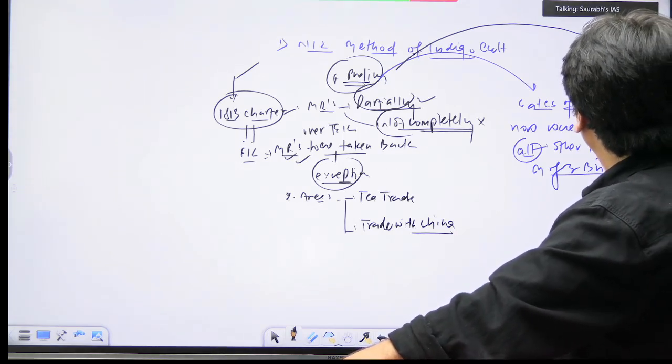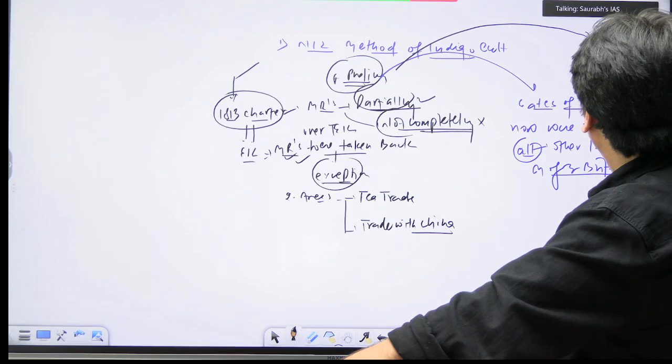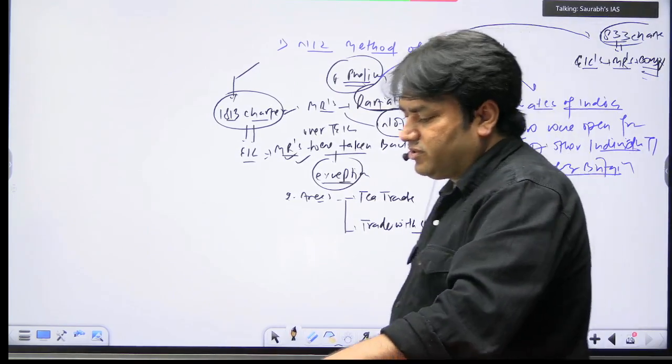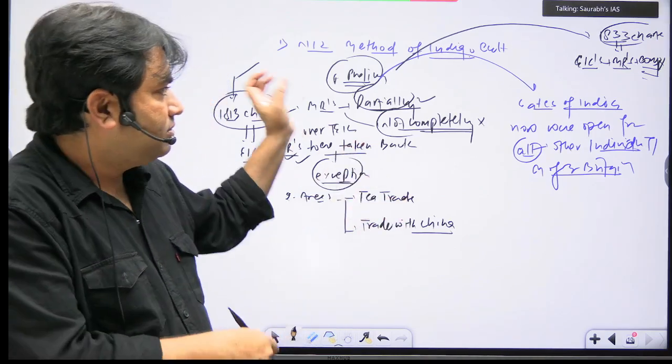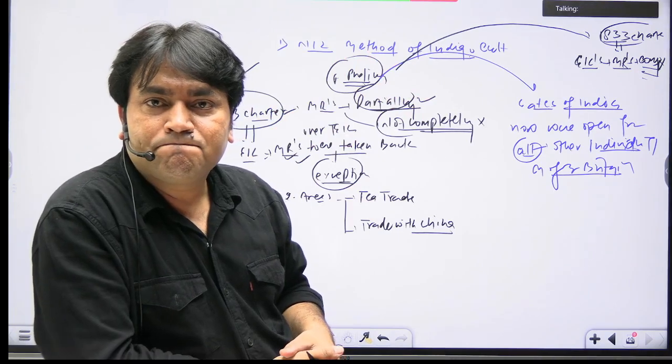1833 charter. Read this. Companies monopolistic rights were ended completely. पूरी तरह से क्या हुआ, खत्म कर दिया गया. Companies monopolistic rights were ended completely.